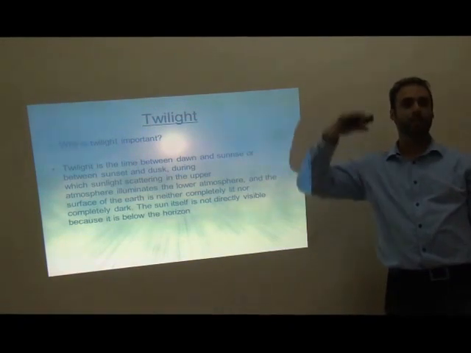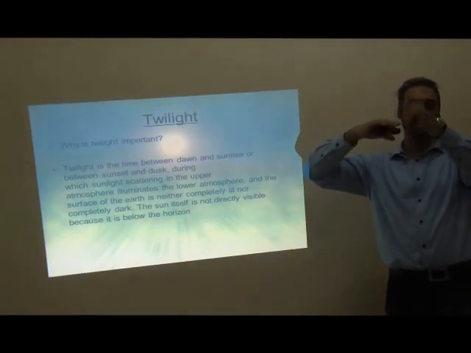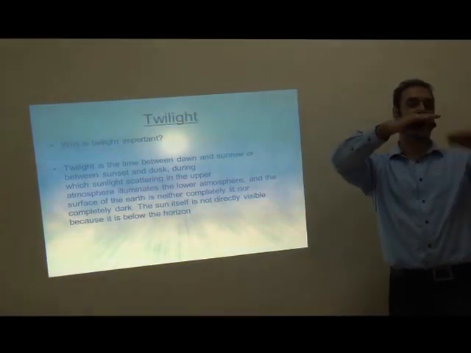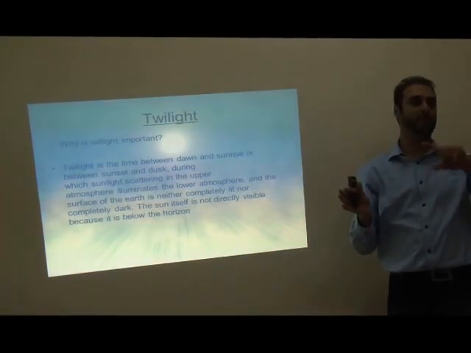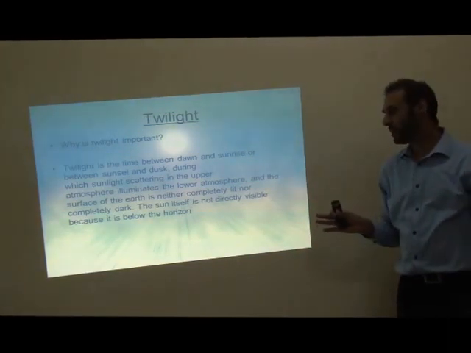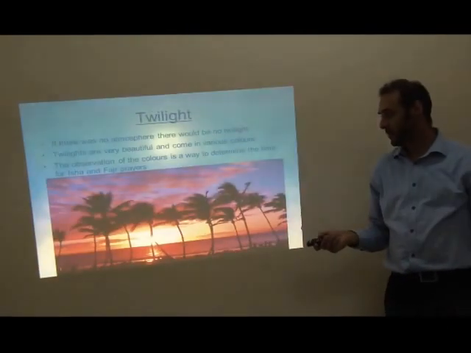Twilight is the time when your sun goes below the horizon until complete darkness, and also from the crack of dawn till the sun shows itself above the horizon. That's the time that's twilight. It's neither completely lit, nor is it completely dark. The sun itself is not directly visible because obviously it's below the horizon.